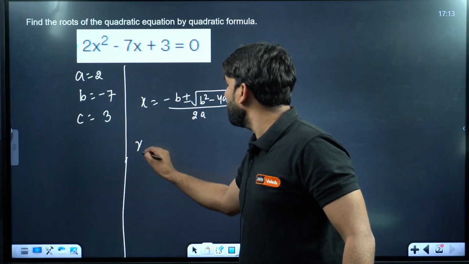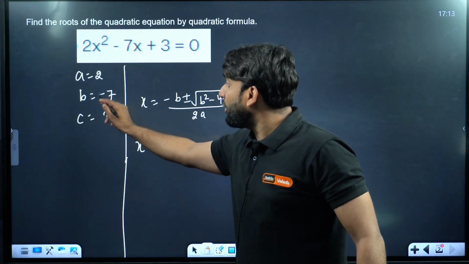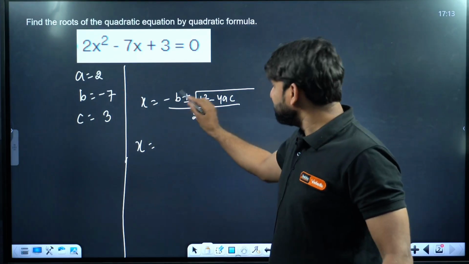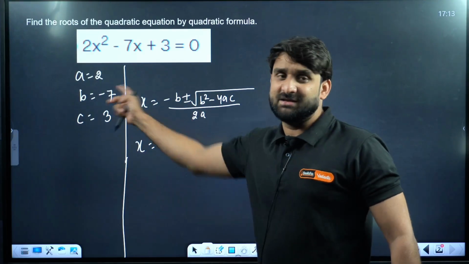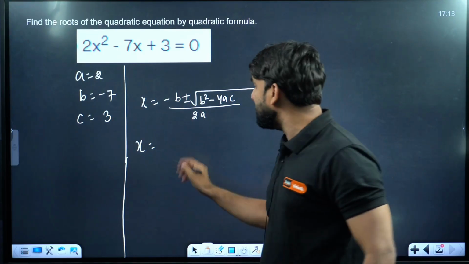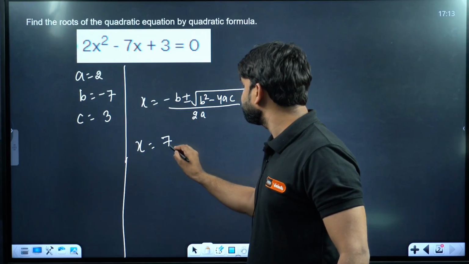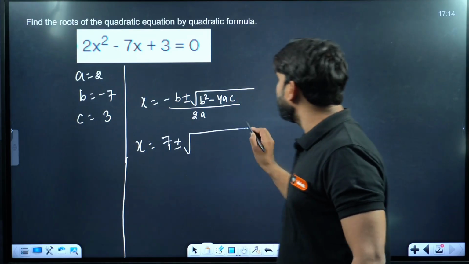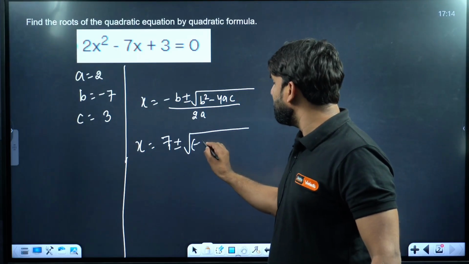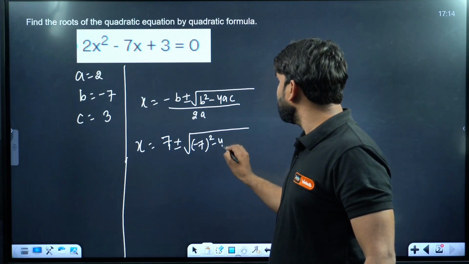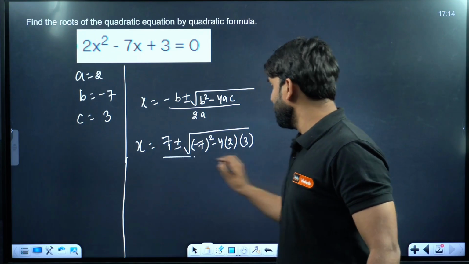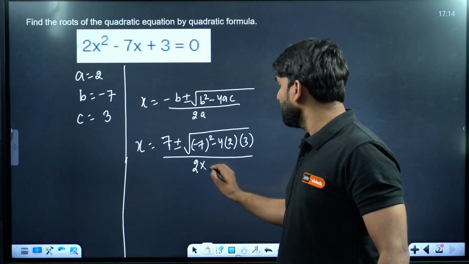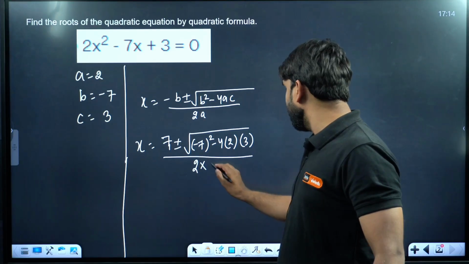So x is equal to minus b. So b is already negative, but as per the formula, b is in minus. So when we put minus 7 here, minus will become plus. So we can write here plus. Plus minus under root b square, it means minus 7 whole square, minus 4. A is what? 2. And c is what? 3. Divided by 2a, it means 2 into 2. A is also 2.